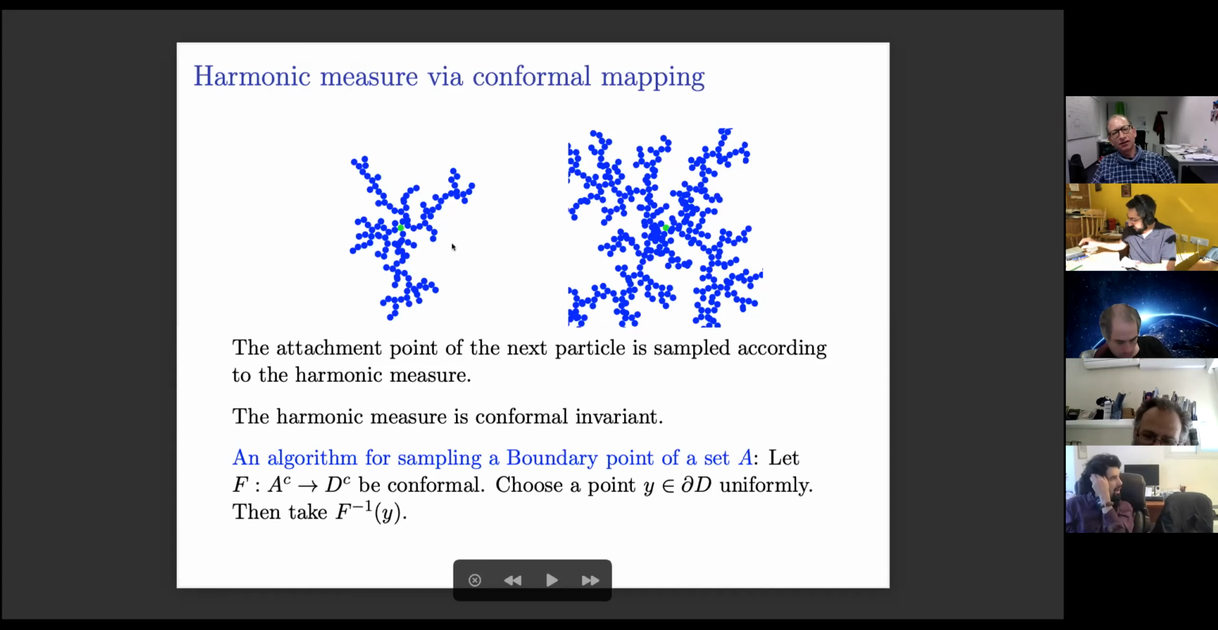So instead of running a Brownian motion the way I actually did in the simulation that you see here, I could find the conformal map that would send this aggregate to the unit disk, then sample a point on the boundary of the unit disk and project it back.